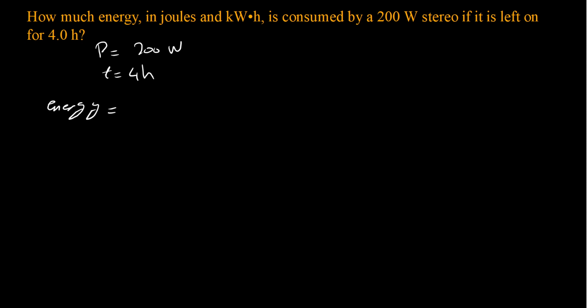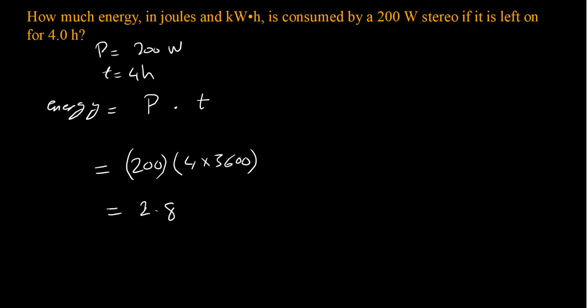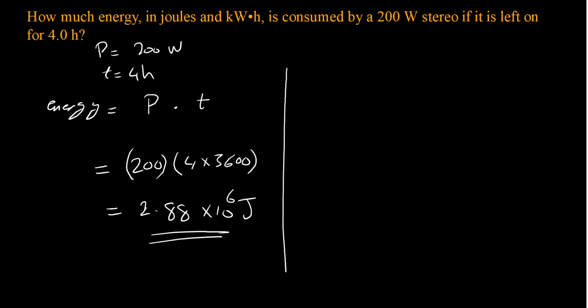in joule. It is the power multiplied by the time. The power, we keep it in watts, so it is 200. Now for the time we don't use hours because we need it in joule for the energy, so we have to convert the 4 hours into seconds. So 3600 multiplied by 4, that will give us about 2.88 10 to the power 6 joule. That's how much energy in joule for running this device.